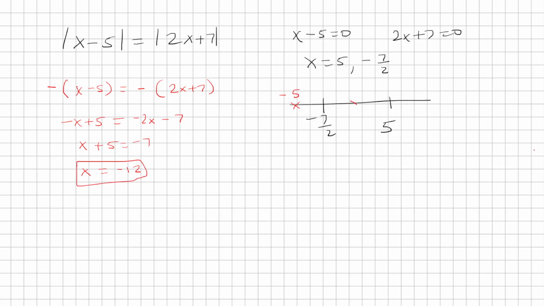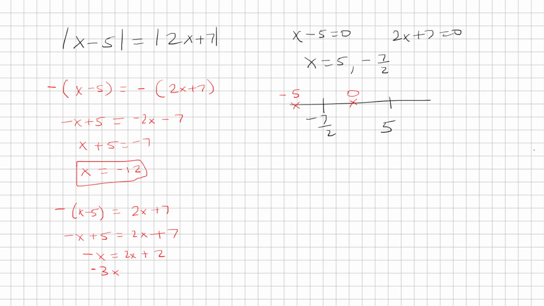Now we want to pick a number between negative 7/2 and 5. Let's just say 0. So 0 minus 5 is negative, so we put a negative outside. And then 0 makes us positive, so we could just remove the absolute value. Distribute the negative. I'm going to subtract by 5. And then subtract 2x, and get x is negative 2/3.